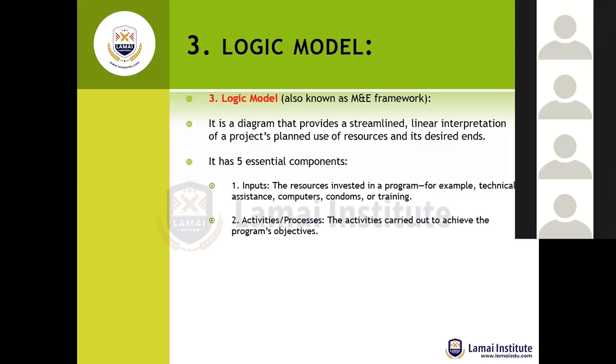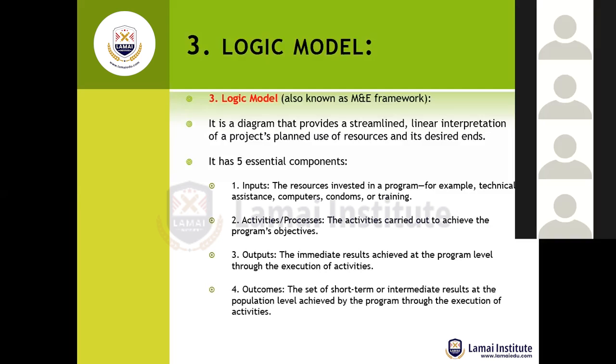And then we also have activities, that is the activities that are carried out to achieve the program objectives. And then of course, we have the outputs, that is the immediate results that have been achieved at the program or project level through the execution of activities. And then after that, we see the outcomes, which are a set of short-term or intermediate results at the population level achieved by the program through the execution of activities as expected.